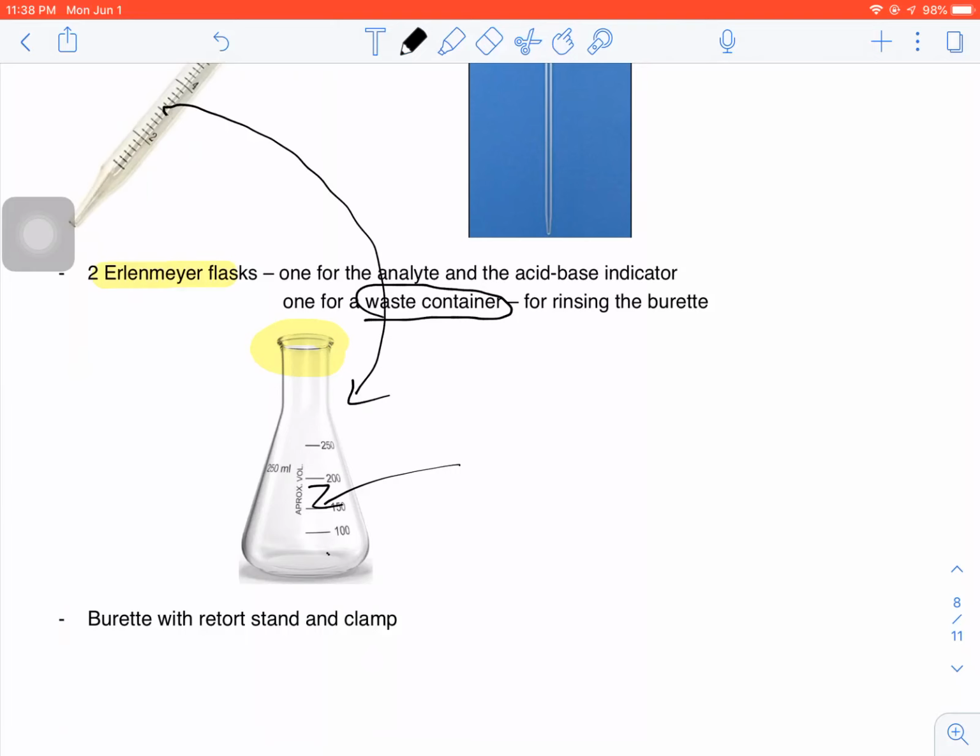The next thing that we're going to need is the piece of equipment that measures the accurate volume of my titrant. So I've already added exactly 20.00 milliliters of hydrochloric acid, but the concentration is unknown. To find the concentration, I need to know the number of moles and I need to know the volume. Well, I know the volume. I just measured it.